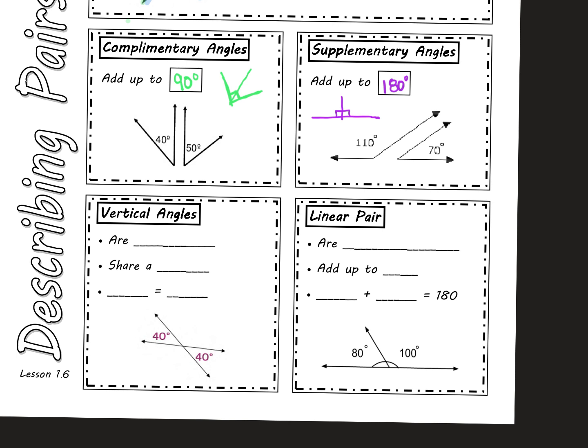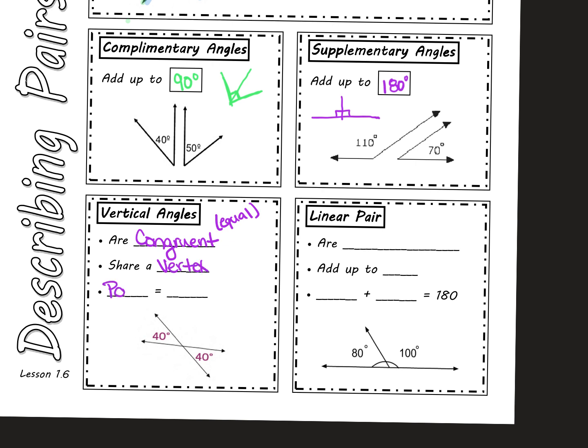So vertical angles are congruent, right? Congruent. And guys, remember, that's just our fancy word of equal, but we use congruent when talking about shapes. They share a vertex.